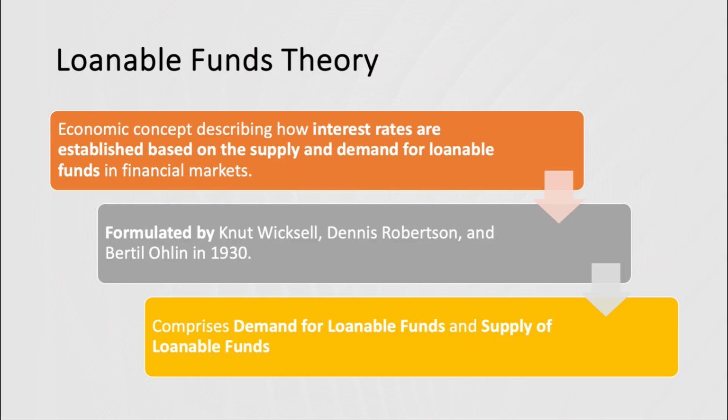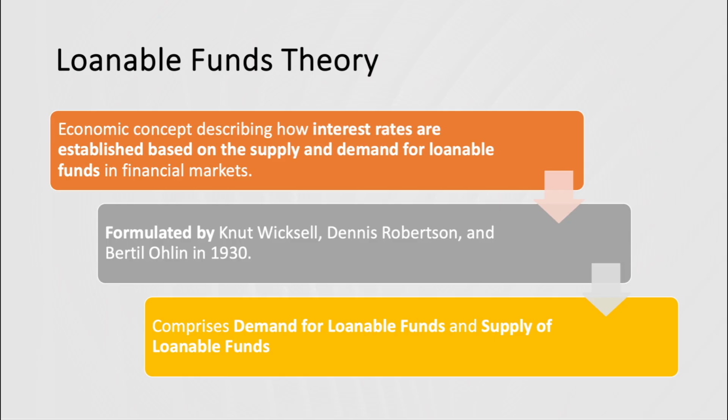This comes from borrowers such as businesses, for investment, governments, for spending, and individuals, for consumption. They create demand because they need funds for different purposes. Supply of loanable funds. This comes from savers, households, and institutions who set aside money for lending. Their savings provide the funds available in the financial market.